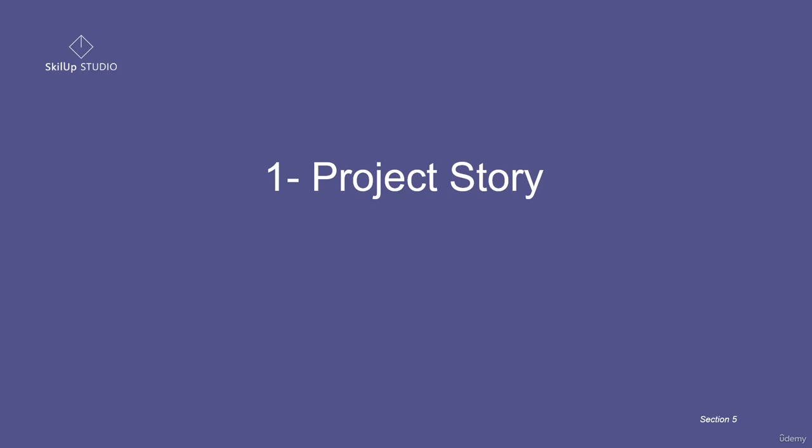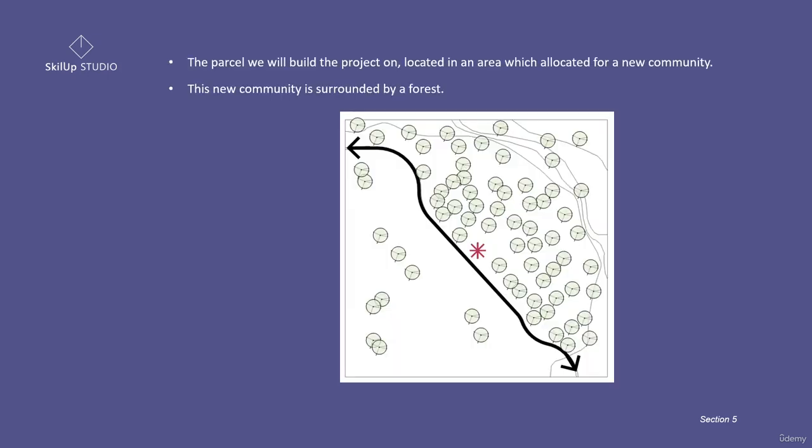So let's start with the most important point to know more about our project. The parcel we will build the project on is located in an area allocated for a new community. This new community is surrounded by a forest. The land is semi-level and there is a road that passes through it. The project plot is located on this route.